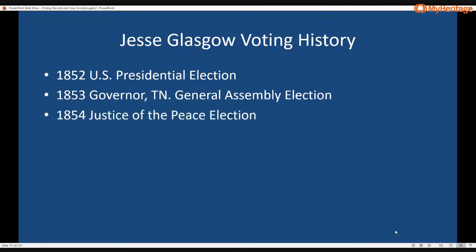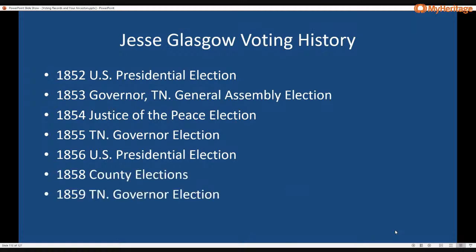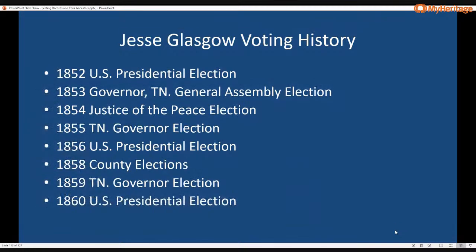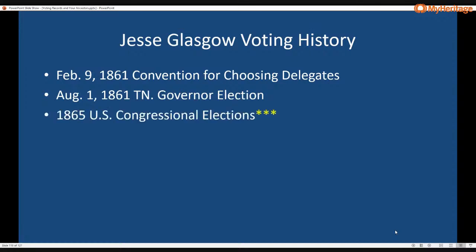In 1854, he voted for justice of the peace. And I can go on and on. In 1855, 1856, again, he voted for presidential election. In 1858, he voted in the local county elections, again for governor, and then again, like I said, he voted every time there was an election. And yes, I have got documentation for each and every one of these elections, just to show you that it can be found. And I don't know about you, but it really adds to his story.